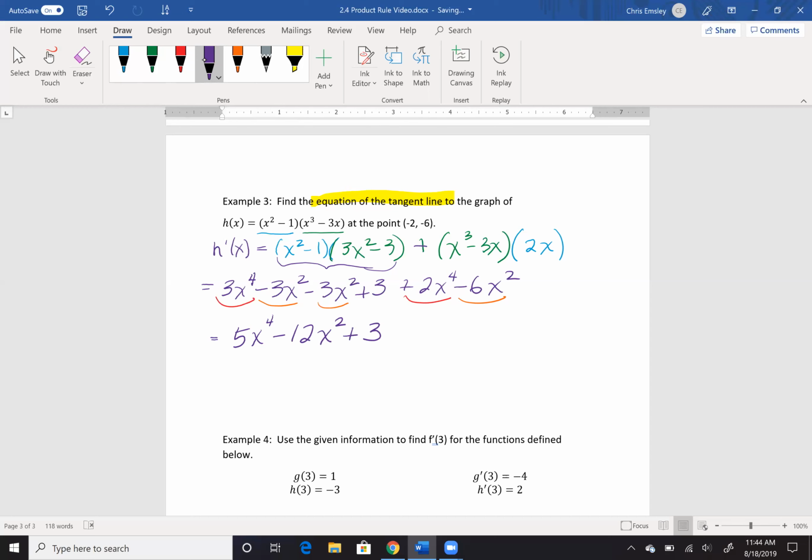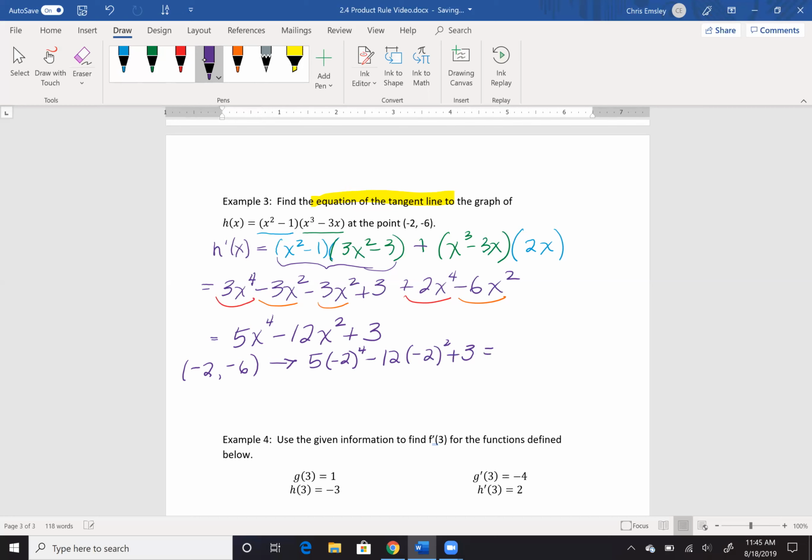Okay, now we're not done. That's not what they're asking for in this question. They're asking for the equation of the tangent line at the point -2, -6. So into that derivative, we need to plug in the x value, which is -2. And that's going to give us the slope that we're looking for.